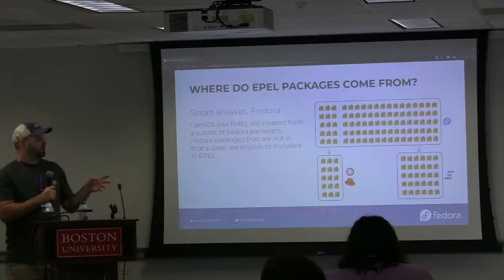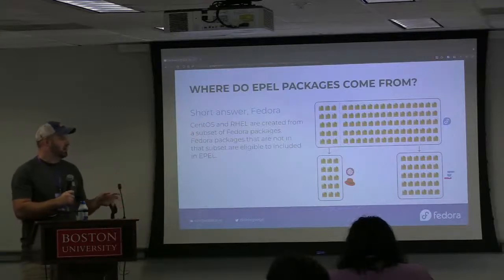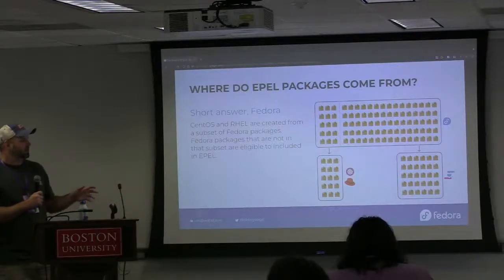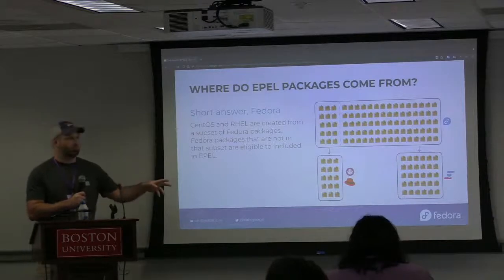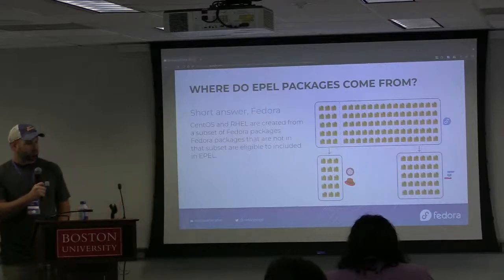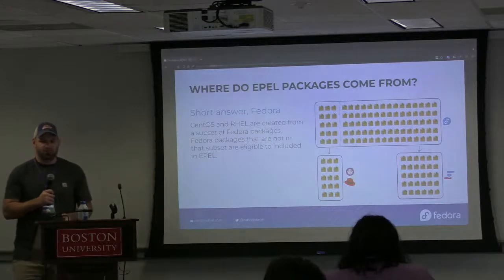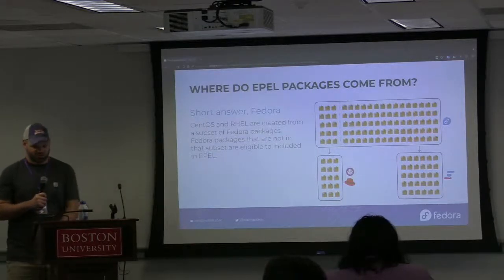That part right there is where the extra in the acronym comes from. It's only additional packages for the base operating system, nothing that overlaps with it. So anything that's part of that subset can't go into EPEL. If anything gets added to that subset later, it has to come out of EPEL. I mentioned RHEL and CentOS are derived from that subset of Fedora packages. The way that happens has changed in recent years.